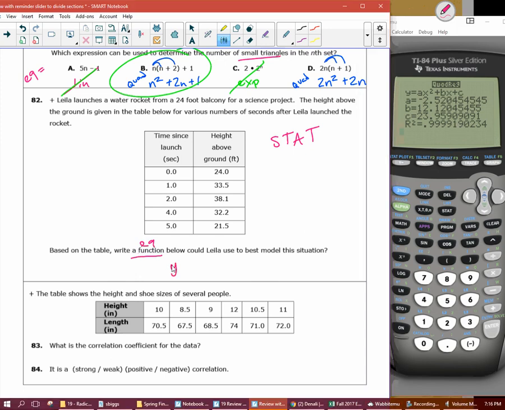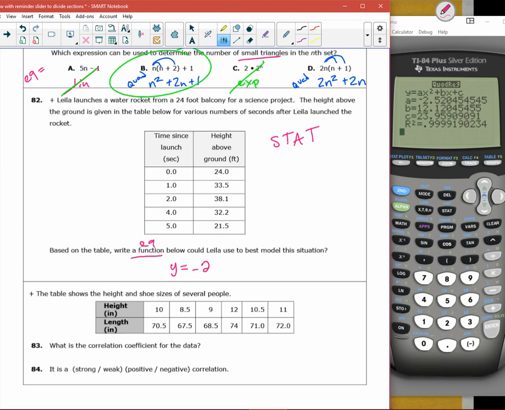So I'd have y equals negative 2.5x squared plus 12.1x plus 23.95. That 5 is going to tell me to round up, so I'm actually going to write 24, because that 5 would round up the 9 to a whole number, so you do 24. All right.